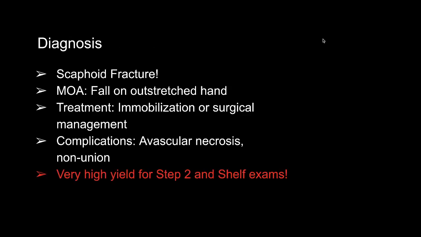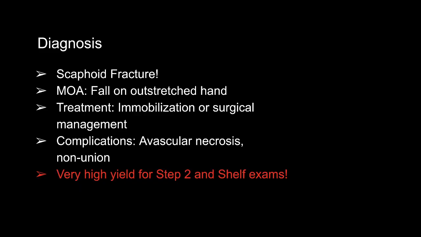So in the end, what was it? If we look back at that, it was a scaphoid fracture. And typically the mechanism will be like, you'll see a patient who fell on their outstretched hand, they fell while biking, and while bracing, they fell on their hand or wrist. Typically they present to the ED, and for treatment you definitely want to immobilize or do surgical management, depending on how stable or unstable that fracture is.